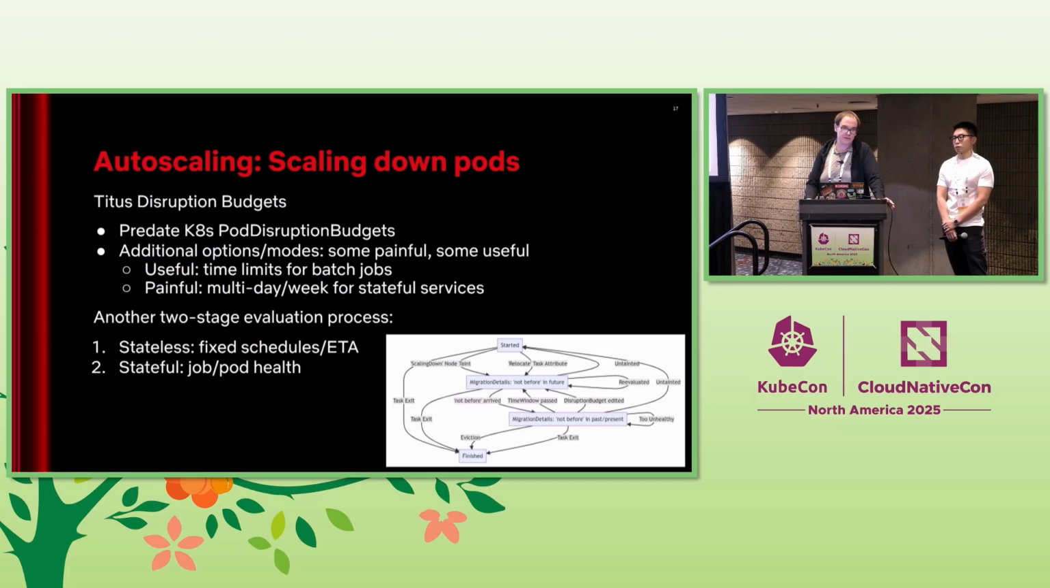There are also some painful options. For example, we have this option called guaranteed uptime, where when a pod comes up, it will specify a minimum duration where we're not allowed to touch it. It could be hours, days, even weeks. It can be a very long time. And so we really try to cordon those off in a corner, separate from everything else. But that also can be used as an input into our ETA.